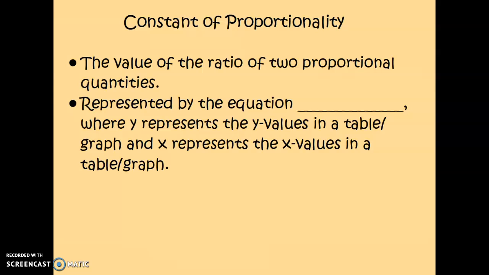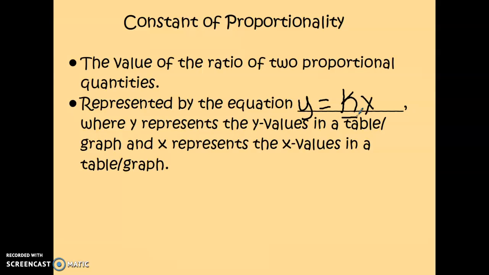Concept of proportionality: the value of the ratio of two proportional quantities is what gives us our constant of proportionality. We're going to talk a little more about what that means. It's represented by the equation, and you need to write this down: y equals kx, where k is our constant of proportionality.